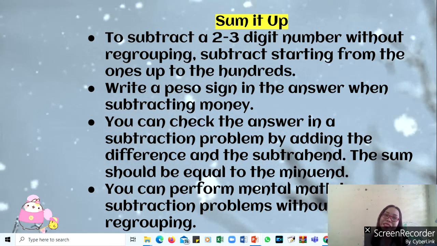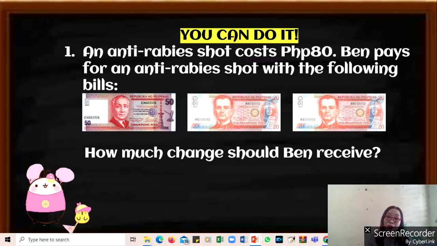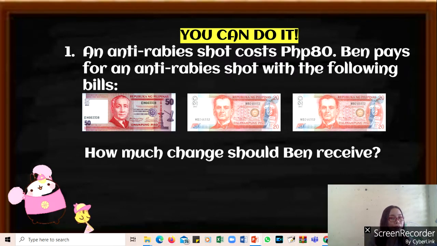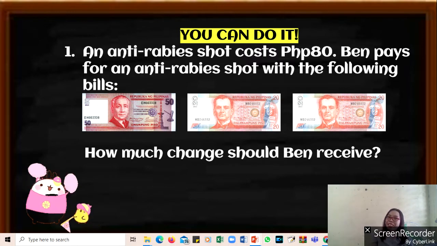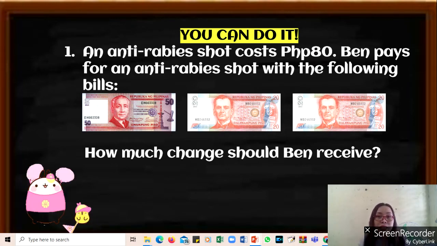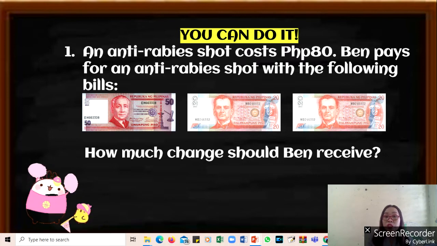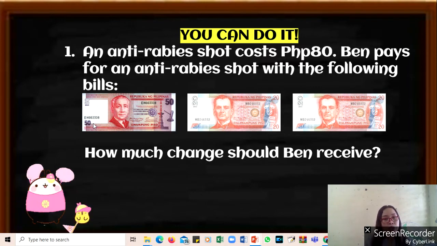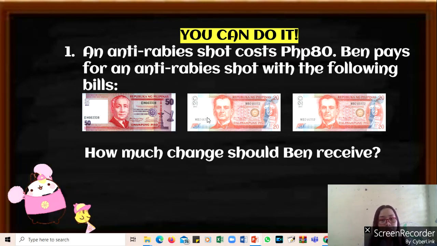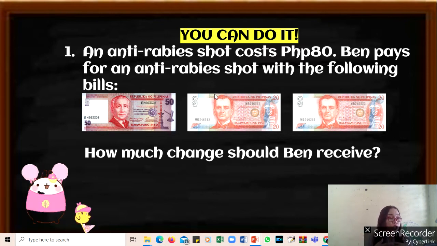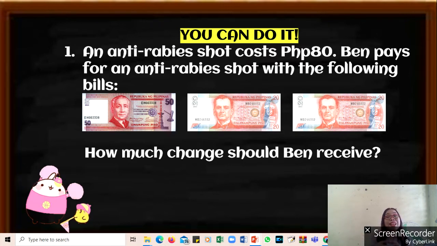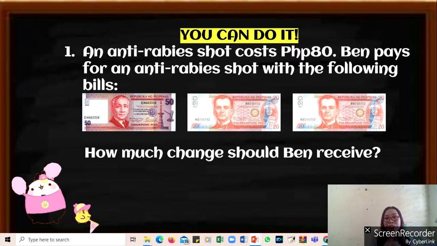So I hope that you have learned something from me today, kids. But of course, before we end our lesson, let's have a short assessment first. Okay, let's see if you can do it. First problem. An anti-rubbish shot costs 80 pesos. Ben pays for an anti-rubbish shot with the following bills. So tingnan natin itong pera. So we have here one 50 peso bill and two 20 peso bills. How much change should Ben receive? So magkano daw ang sukli ni Ben kapag ang pera niya ay 90 pesos. Tapos babawasan natin ng 80 pesos.